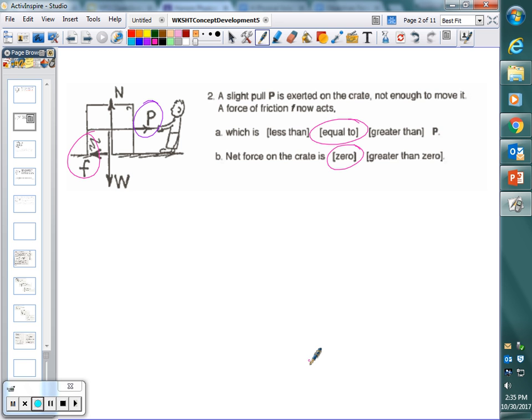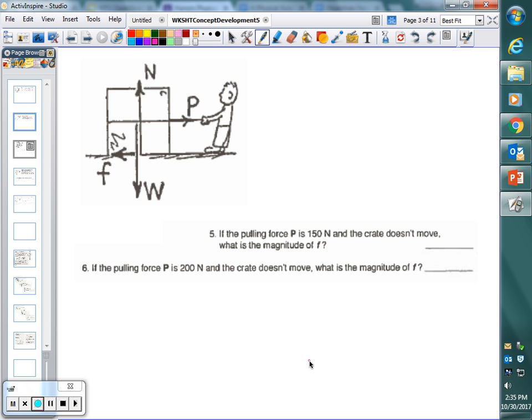The next one is a little, oh wait. So, if we pull with 150 newtons and that crate doesn't move, what has to be the magnitude of F? 150. Well, what is the question asking you for? The magnitude, right? And magnitude only tells you what?